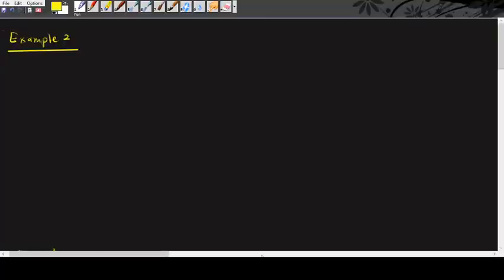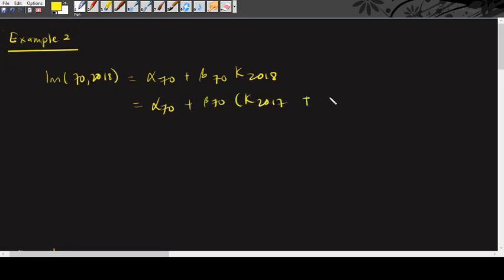So here, we know that log M70 2018, we can get from the Lee-Carter equation: alpha 70 plus beta 70 k 2018, where k 2018 can be replaced with k 2017 plus c plus sigma k Zt, where Zt is normal 0, 1.